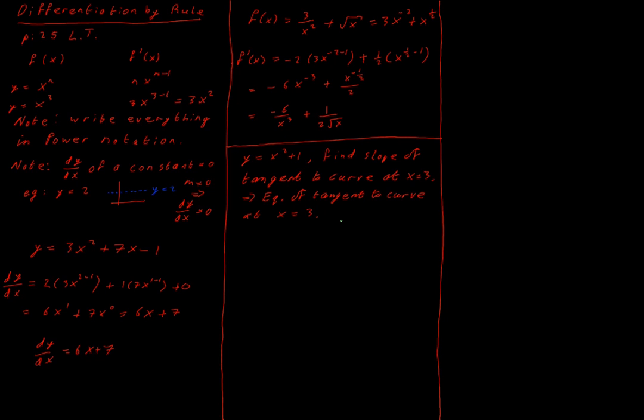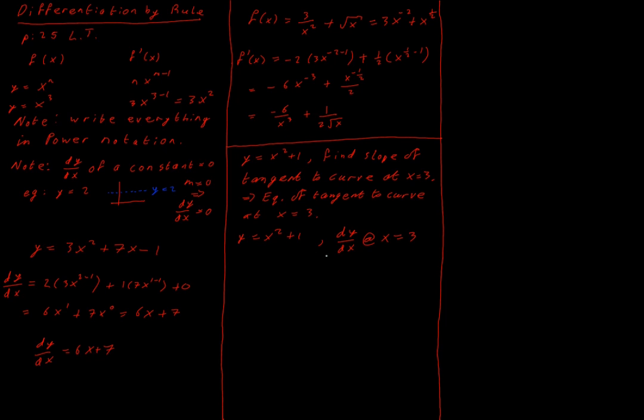So we have y is equal to x squared plus 1. We want to find the slope of the tangent to the curve at x is equal to 3, and therefore find the equation of the tangent to the curve at x is equal to 3. Now, I have y is equal to x squared plus 1. I want to find the slope of the tangent to the curve at x is equal to 3. That means I am looking for dy dx. That is the name for the slope of the tangent to the curve. And I want that at x is equal to 3. And then I'm going to find the equation of the tangent.